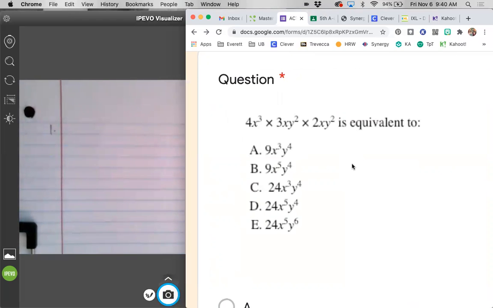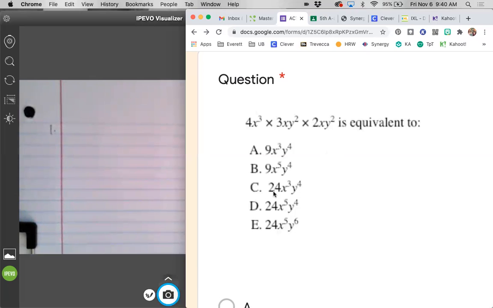On these questions, really the fastest way to do this is to work it in pieces. When you're multiplying all of these parts, your x's are going to only combine with x's, your y's are going to only combine with y's, and your coefficients are going to only combine with coefficients. So you work each part one at a time and eliminate wrong answers after each step. So for example, first I'm going to start with 4 times 3 times 2. 2 times 3 is 6. 6 times 4 is 24. So I know that A and B are out because they don't start with 24.